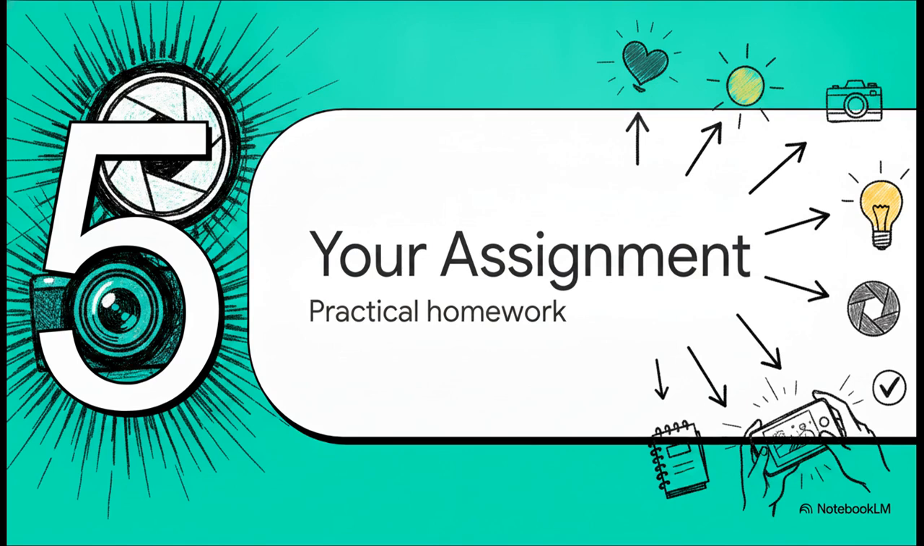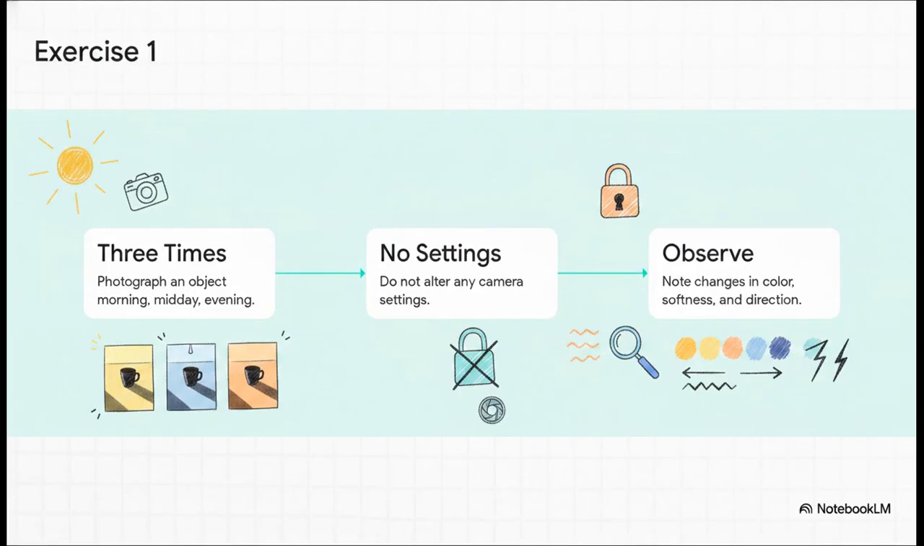Section 5. Your first photography assignment. Okay, time to move from passive listening to active learning. Here's your very first practical exercise, and yes, you can use your phone for this. Step 1, pick one specific object, a coffee mug, a houseplant, your dog, and take a photo of it at 3 different times today: morning, midday, and evening.